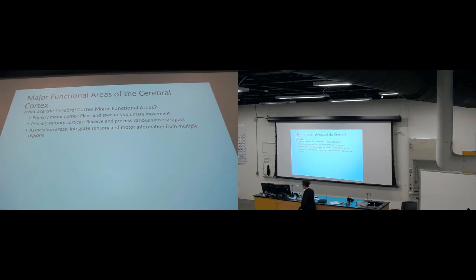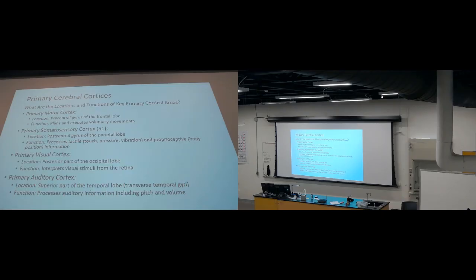And then we have within the brain, not precisely the surface, association areas. These association areas help with the connection between the sensory and the motor, so that you can process the information from multiple regions. So you can modulate a response if it needs to be modulated.